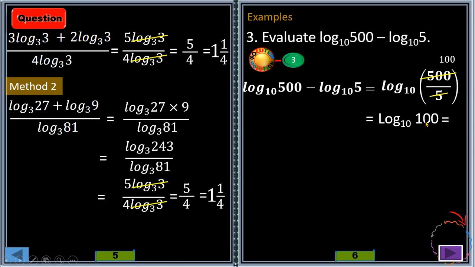Now, like I said before, for the log of 100 base 10, we consider how many zeros we have here. 2 zeros. That will give us 2.